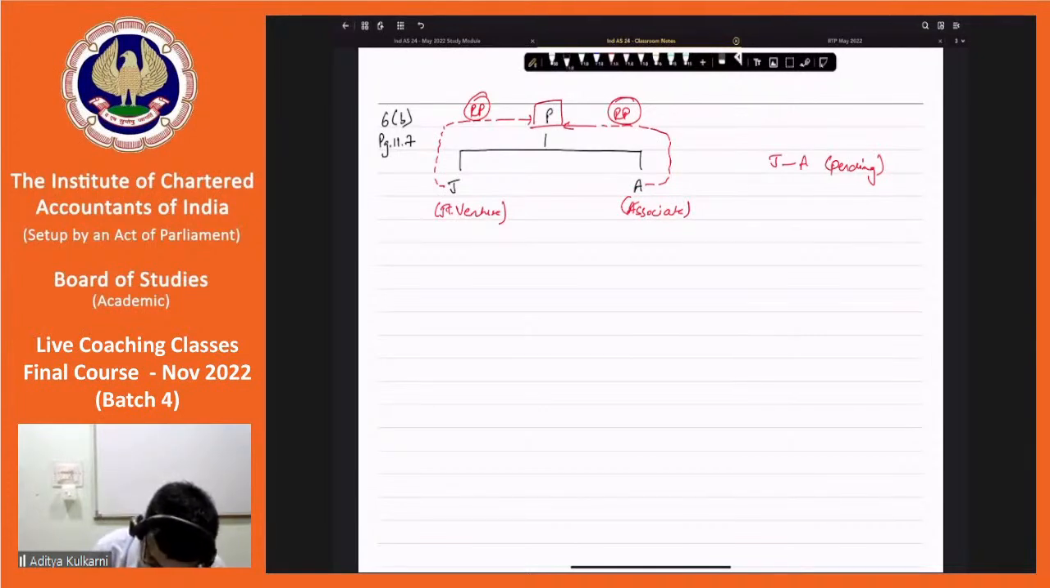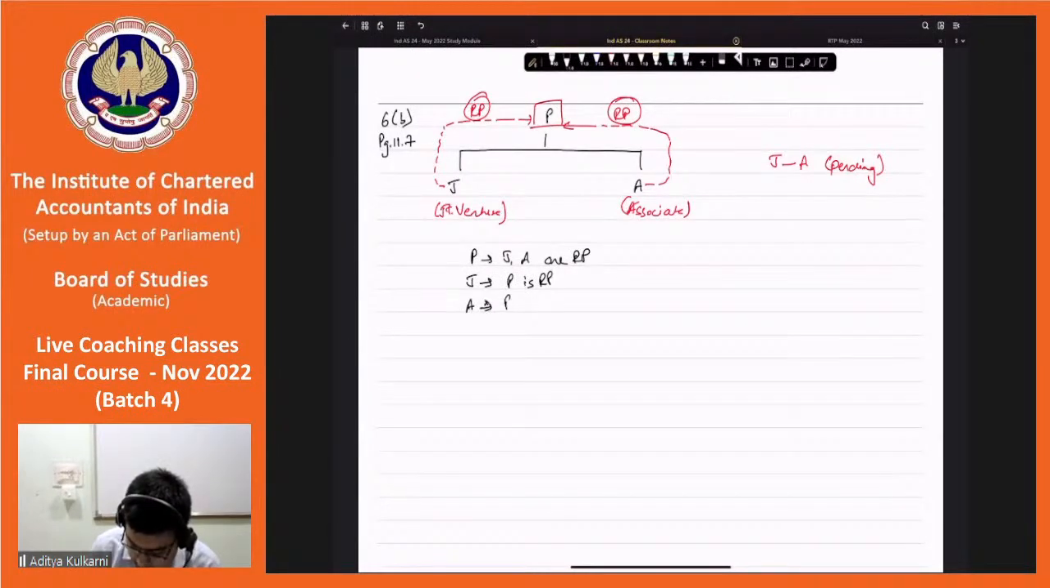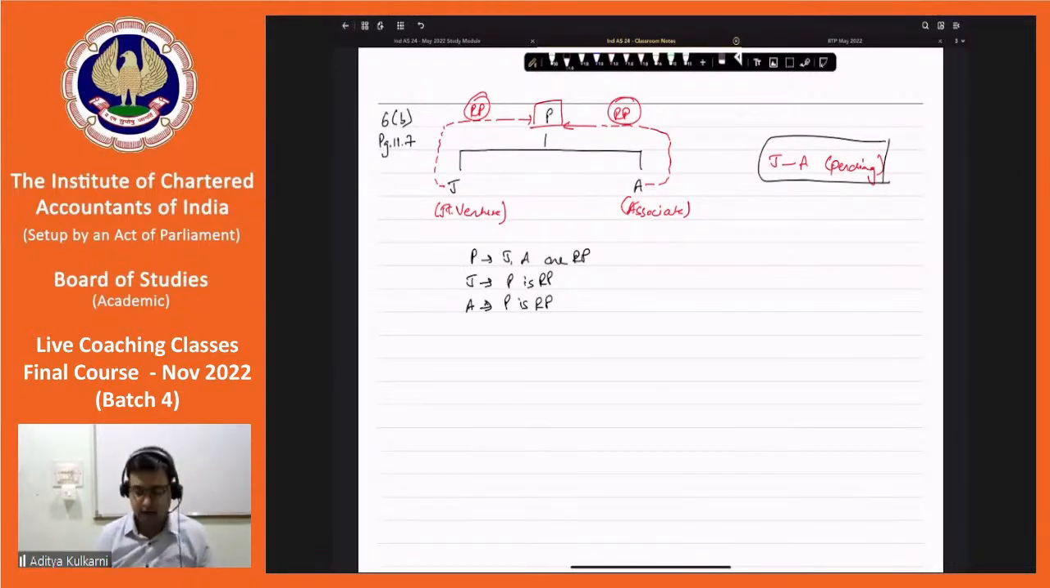So, in this chart, for P, J and A are related parties. For J, P is related party. For A, P is related party. I have not yet discussed J and A together. I have kept it as pending, so that is why it's not included here. J, A is pending. Have you understood this?